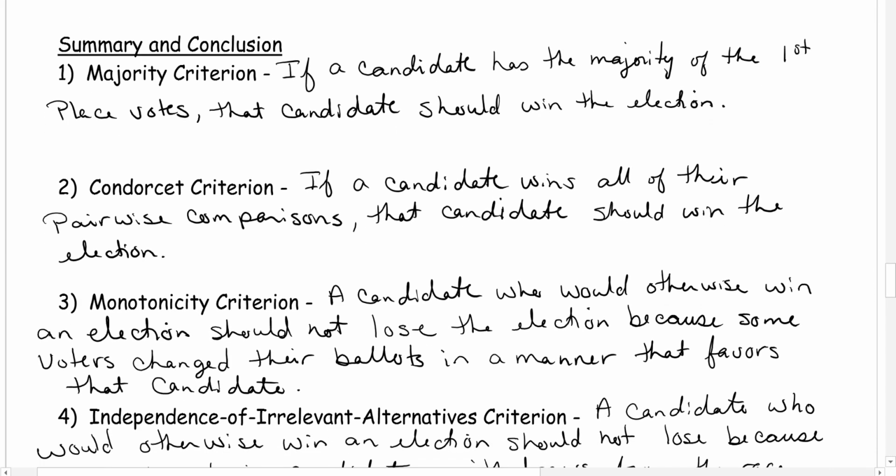Next, we've looked at each of these criteria in other videos, but just wanted to get it all in one place. So first we had the majority criterion, and that's if a candidate has the majority of the first place votes, that candidate should win the election. There was the Condorcet criterion. If a candidate wins all of their pairwise comparisons, in other words, they're the Condorcet candidate, that candidate should win the election.